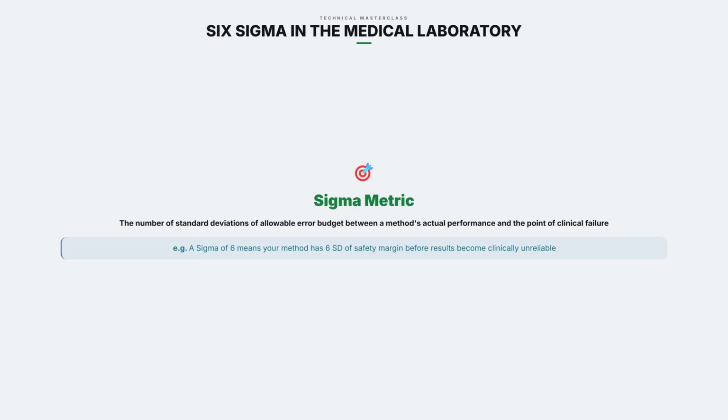Precisely, sigma, in this context, is a single number expressing how many standard deviations of your total allowable error budget fit between your method's actual performance and the point of failure. Higher sigma means more room for error before a result becomes clinically wrong. A direct, quantitative measure of analytical quality, not a vague quality slogan.